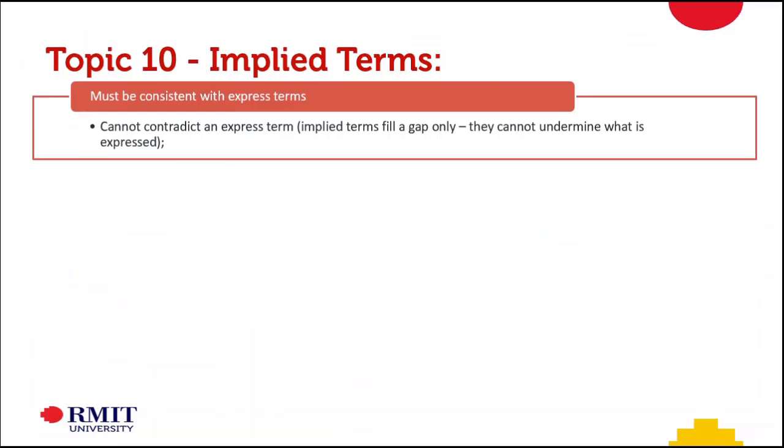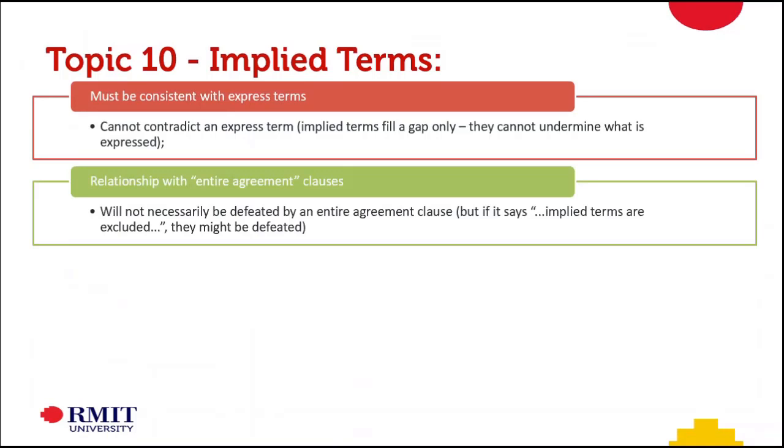Implied terms. We've got a number of different ways that we find them. We've got terms at law, we've got terms in fact. Look, I'll get to that in just a second, but there are some consistent rules. So if we're going to imply a term into a contract, it needs to be consistent. It cannot contradict an express term. Conversely, if a term is going to be implied by a statute and that statute says that you can't contract out of it, then any express terms that you have that seek to do that will be void.